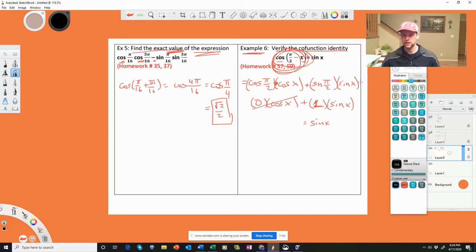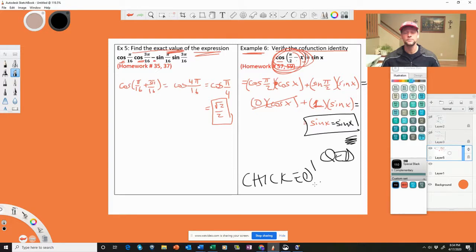Let's see if I can write that in black over here. Equals, oh no, I can't write off the paper. But yeah, this equals the sine of x. And we have proved what we wanted to prove. QED and chicken.